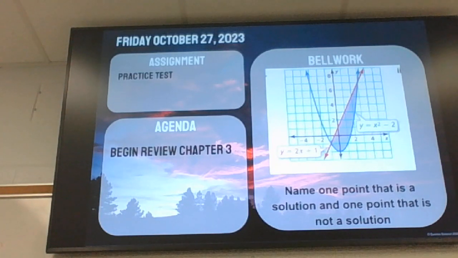So with these being ordered pairs, you've got X and Y. You could plug in to say, is it true? Like this would be, is 2 less than or equal to 2 times 1 plus 1? I plug in. Is 2 less than 3? Yes, it is. True. So if it's in the shading, it's supposed to be true when you plug it in. It has to be true for both of them.